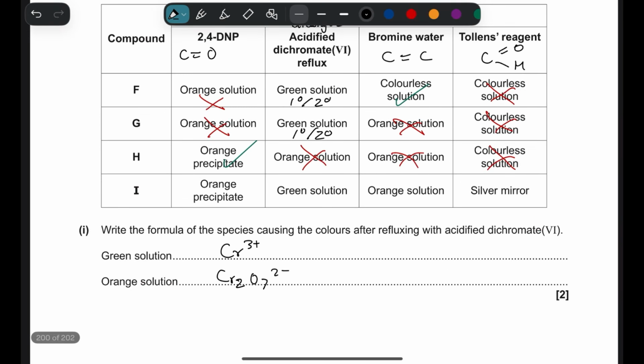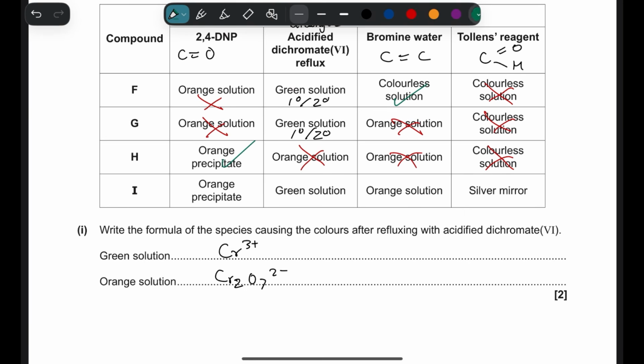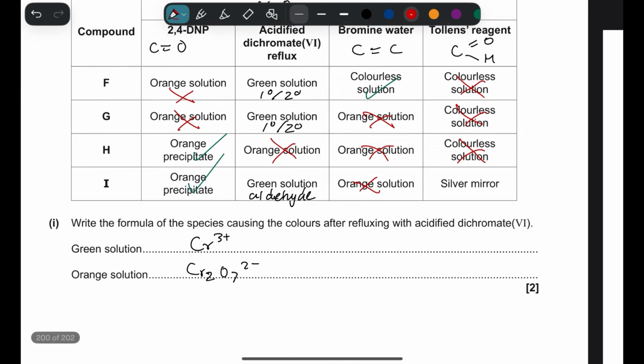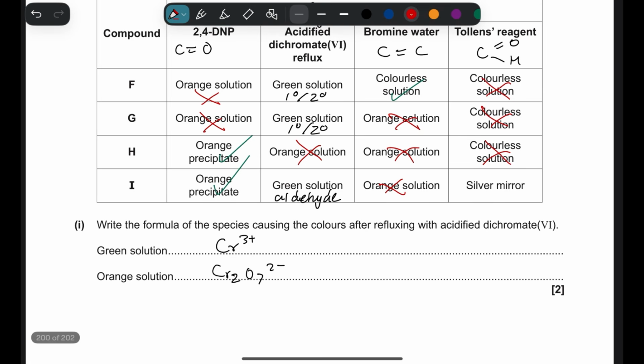So with I, let's just look at it again. Orange precipitate here, so because it's got an orange precipitate, it's got a carbonyl group. We're also thinking green solution. Okay, wait, but it had a carbonyl group, so this must be an aldehyde, I'm thinking. Bromine water, it doesn't have any positive finding there, so it doesn't have a carbon-to-carbon double bond.